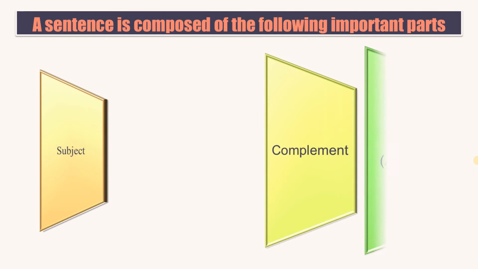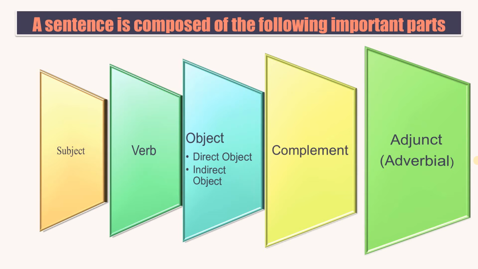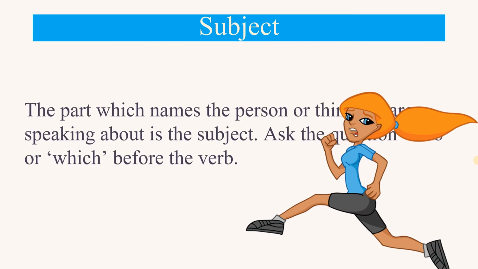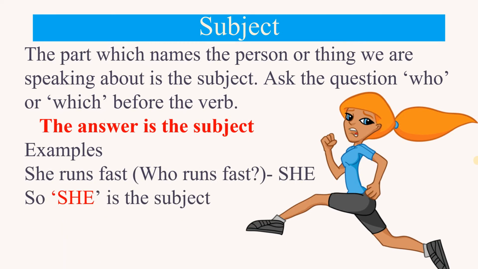A sentence is composed of the following important parts. For example, subject, verb, object. The object, there are two types: direct object, indirect object, complement, adjunct or adverbial. Now we are going to say subject. The part which names the person or thing we are speaking about is the subject.